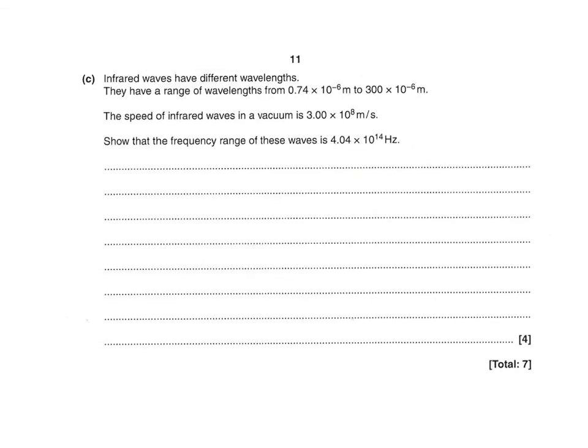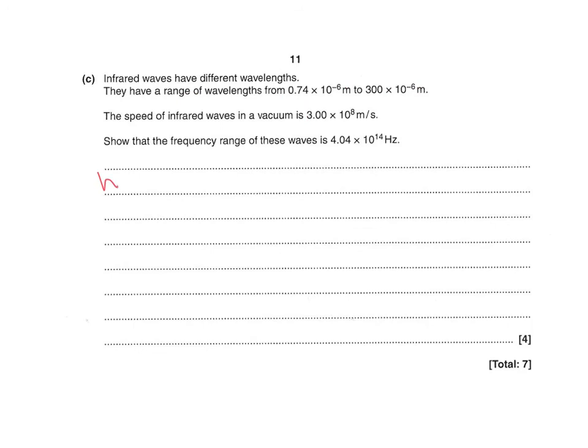So last question worth 4 marks. It says infrared waves have different wavelengths. They have a range of wavelengths from that number to that number. The speed of infrared waves in a vacuum is this. Show that the frequency range of these waves is 4.04 times 10 to the 14 hertz. So this is quite straightforward, 4 marks, as long as you can use your equation table correctly.